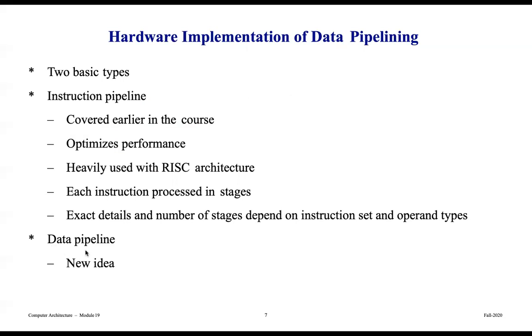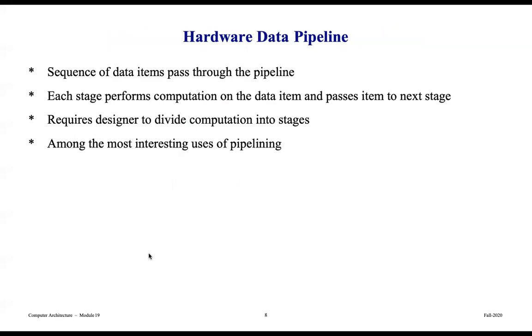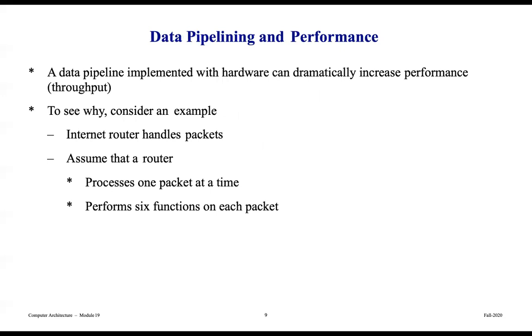The other one is a data pipeline, and this is, relatively speaking, a new idea. So what is a hardware data pipeline? It's a sequence of data items passed through the pipeline. Each stage performs computation on the data item and passes items to the next stage. It requires the designer to divide computations into stages, and it's among the most interesting uses of pipelining.